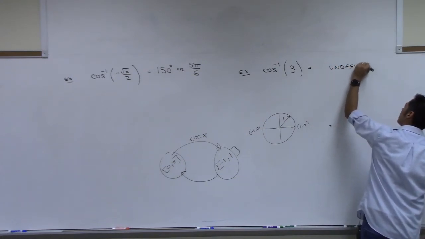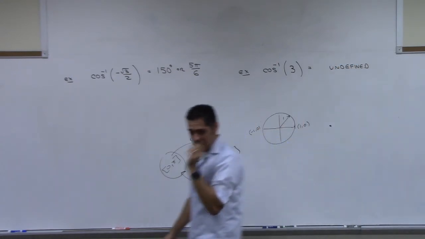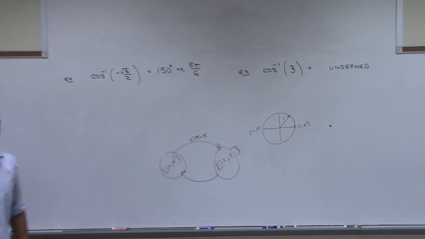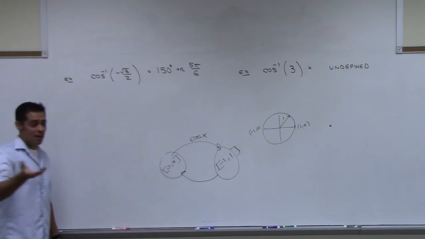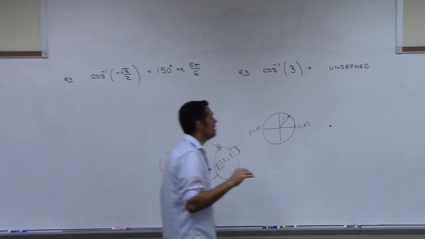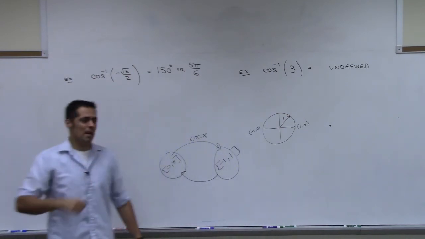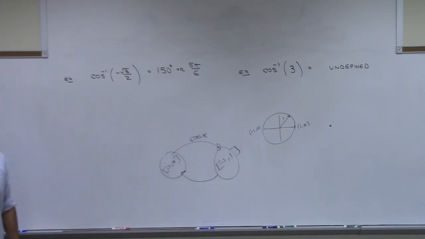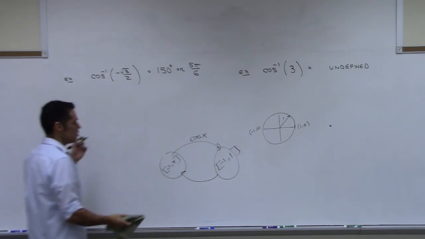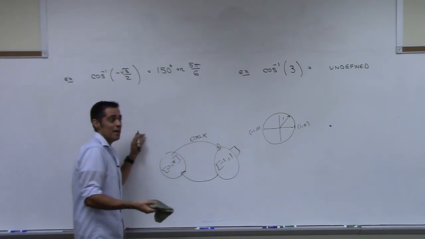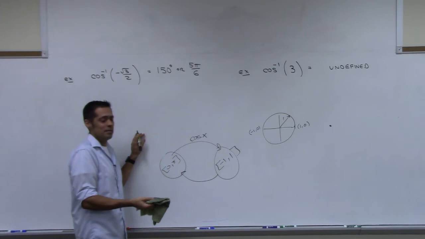It's a tricky question. That's why I'm showing it to you now instead of on a test. This is undefined. You cannot plug 3 into the inverse cosine function. If you have a calculator out and know how to do the inverse cosine, type that in and it's going to give you some sort of error. Domain error? Yes, so it already knows you can't plug that in.